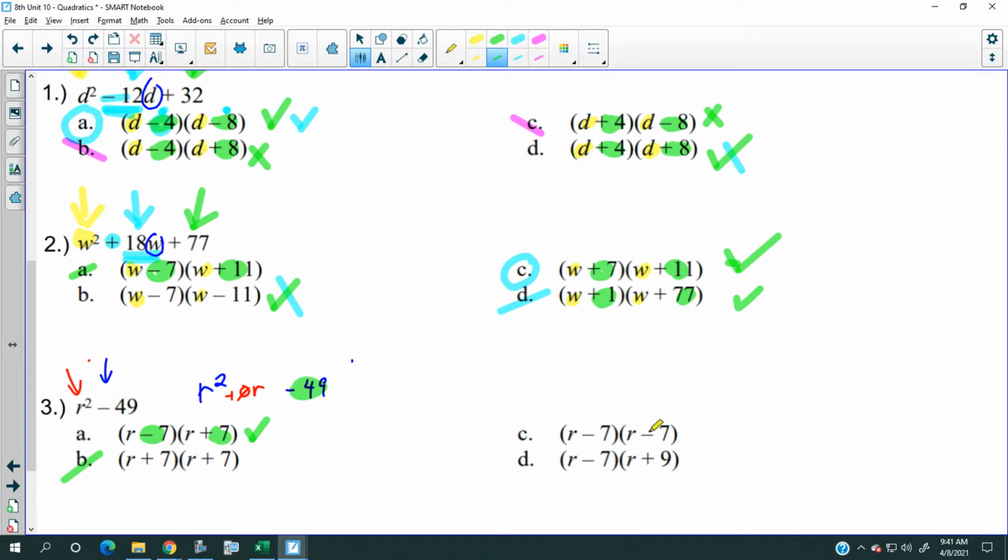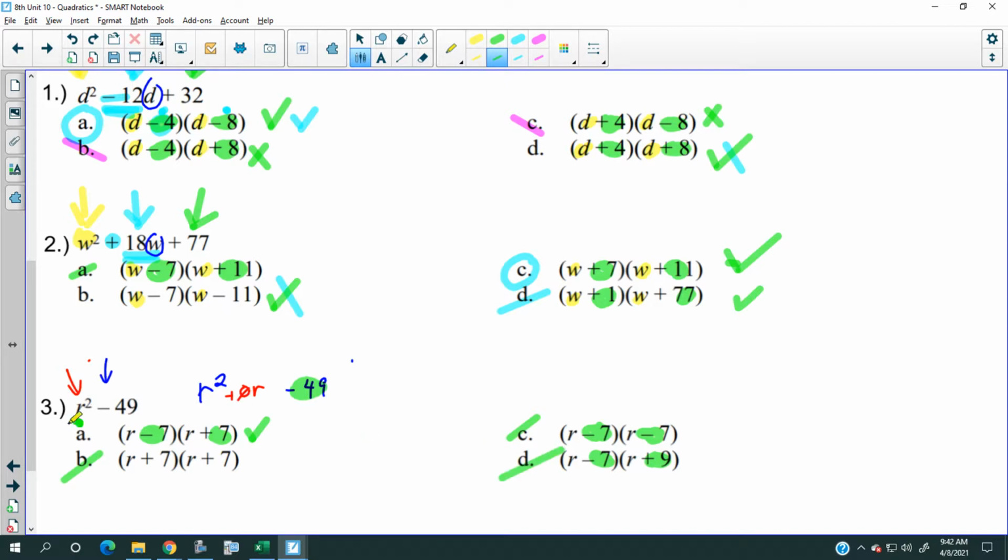Negative 7 times negative 7, negative times negative is a positive, right? So this is no good either, right? Because I need a negative 49. Yeah, that's a positive, that's a negative. And this one gives you a negative, but that's not even right. 7 times 9 is 63, not 49. So that's it, actually. We just found our answer.